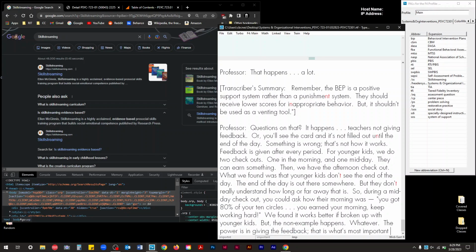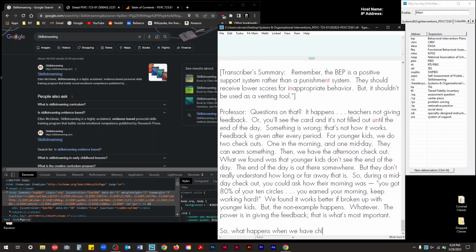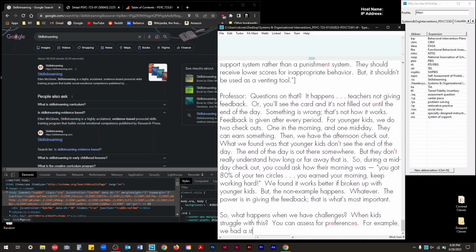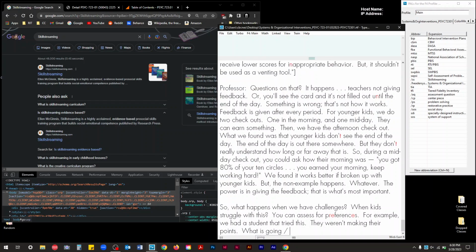So what happens when we have challenges? What happens when kids struggle with this? Students unmotivated, really assess for preferences. We had a student that we tried this with, and she wasn't making her points, and we're just like, what is going on? Most kids are successful. We thought she would be successful, and she just wasn't. She didn't really seem bought into the program, and just wasn't making her goals.